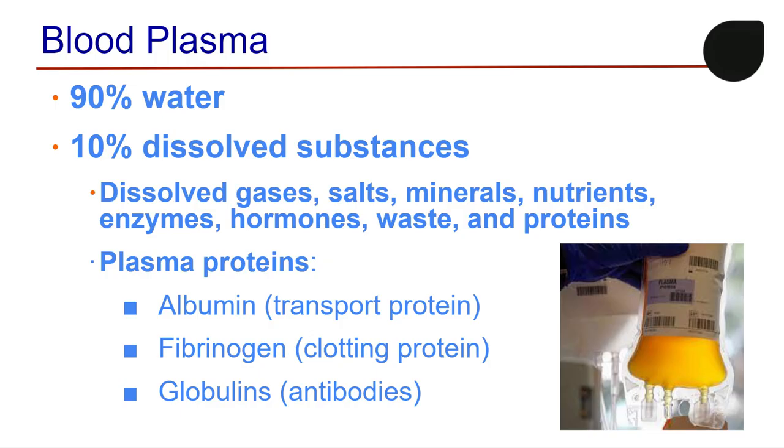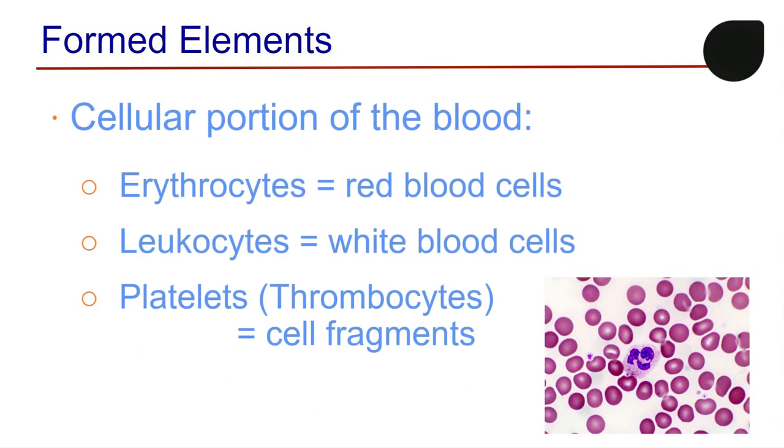Enzymes, hormones, right? Hormones travel through your body, involved in long distance signaling, waste products, and lots of different kinds of proteins. There are some proteins that you find a lot of in the blood plasma, like albumin, which is involved in transporting materials. It's a large protein. Fibrinogen, which is involved in clotting, and globulins, which are an example of antibodies. When we look at formed elements, that's the solid components of the blood, right? It's the cellular part. So we're going to look at each of these individually coming up next.